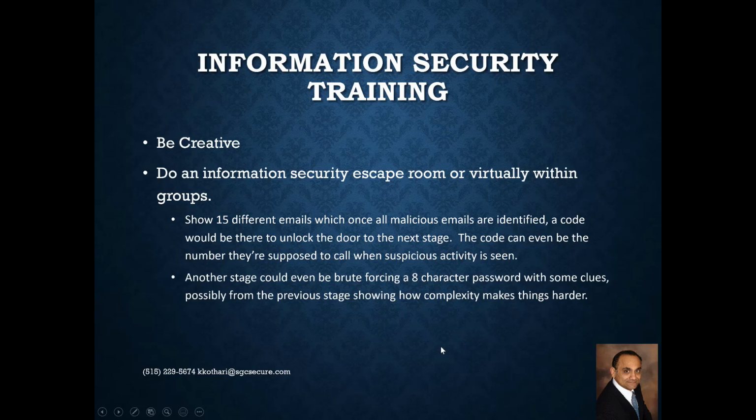And so one example would be to show 15 different emails and have employees identify which emails are malicious. And at the top of each of those emails, there would be a number, and that would translate to a code. The code could even be the number that they're supposed to call when suspicious activity is seen. Another stage would be brute forcing an 8-character password with some clues, possibly from the previous stage, showing how complexity makes things harder.